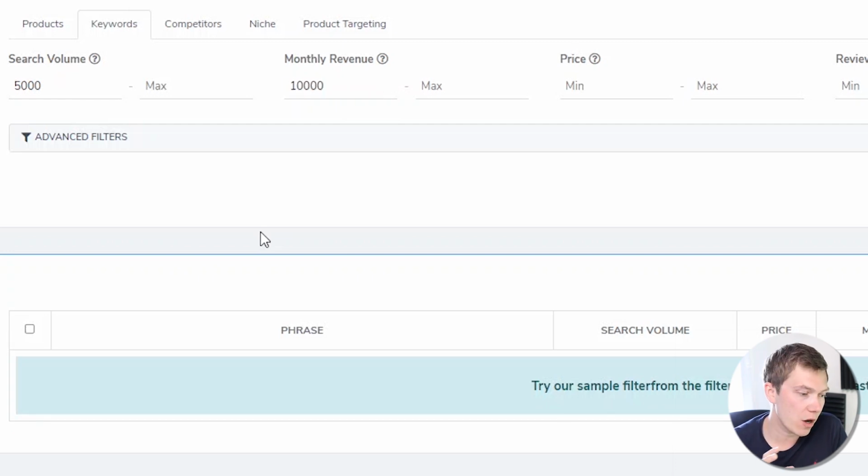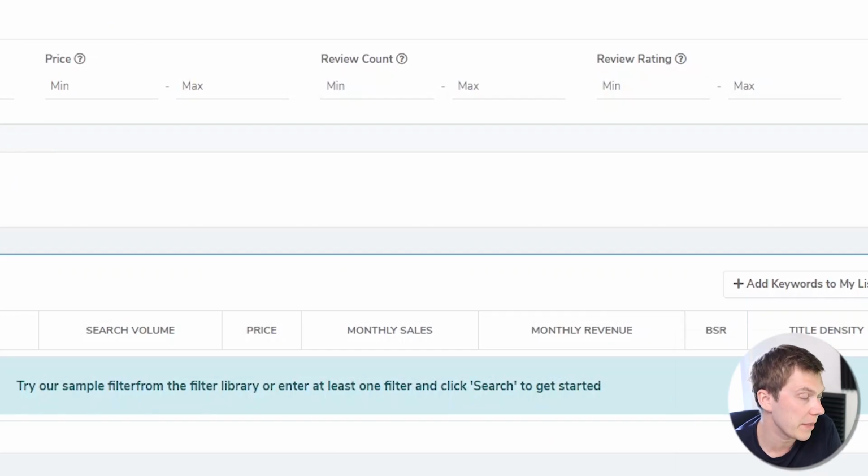Remember, whenever we are doing our product research, the key thing to understand is that there's demand, that customers are actually buying a product that we want to sell. There's no point selling a product that nobody's buying because you won't make any money at all. So $10,000 per month. Of course, your minimum may differ.